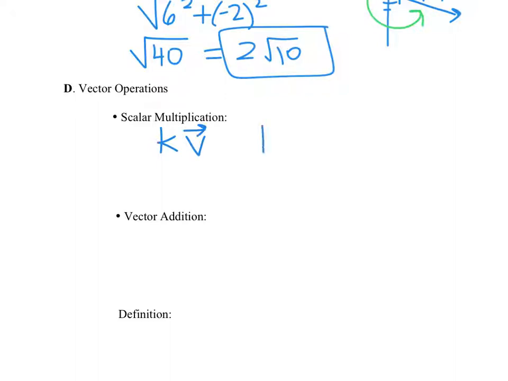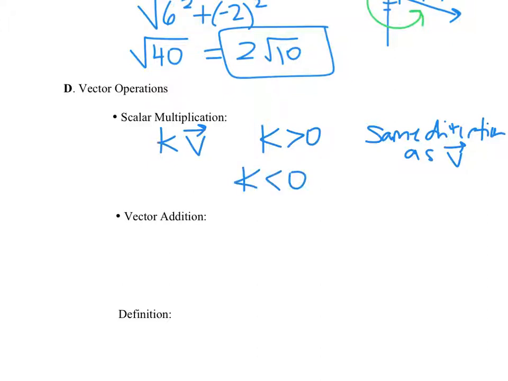Now, if k is positive, then you're just going to go in the same direction as v. Whatever direction you started going in, you multiply by a positive scalar, you're still going in that same direction. If k is less than 0, then you're going in the opposite direction. So a negative scalar makes you go the other way.